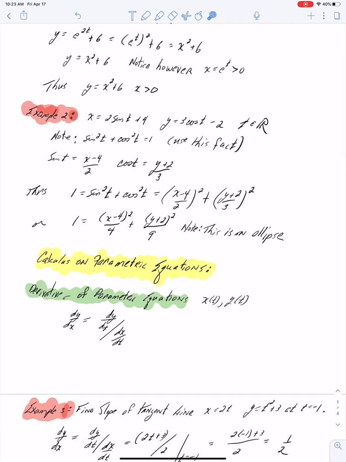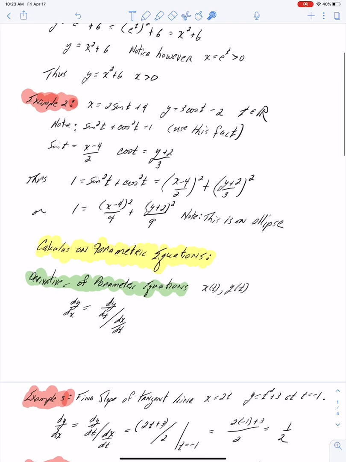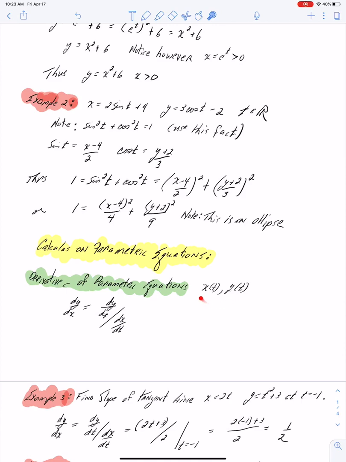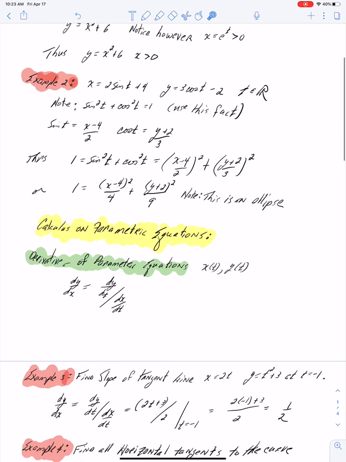Now I'd like to talk about doing calculus on parametric equations, and we looked at those before. Calculus meaning, how do I find the slope of the tangent line if I have a set of parametric equations? And the answer is, well, the chain rule tells me that dy dx is simply dy dt divided by dx dt. So that's the way I can find dy dx, right? Calculus means taking derivatives and doing some integration.